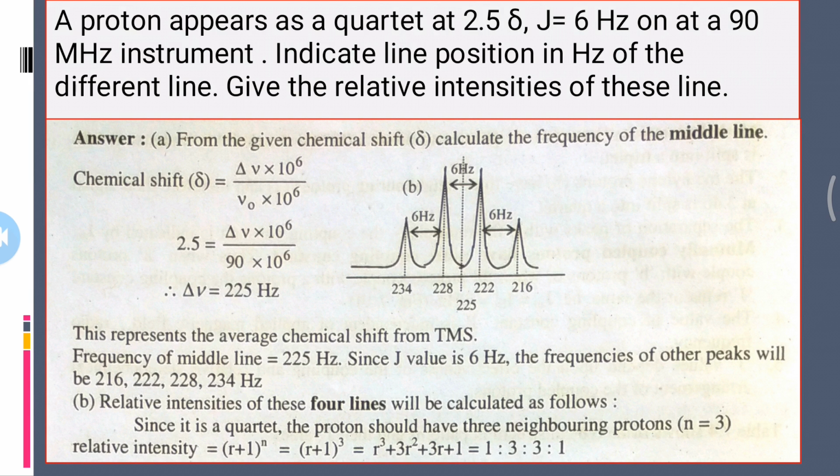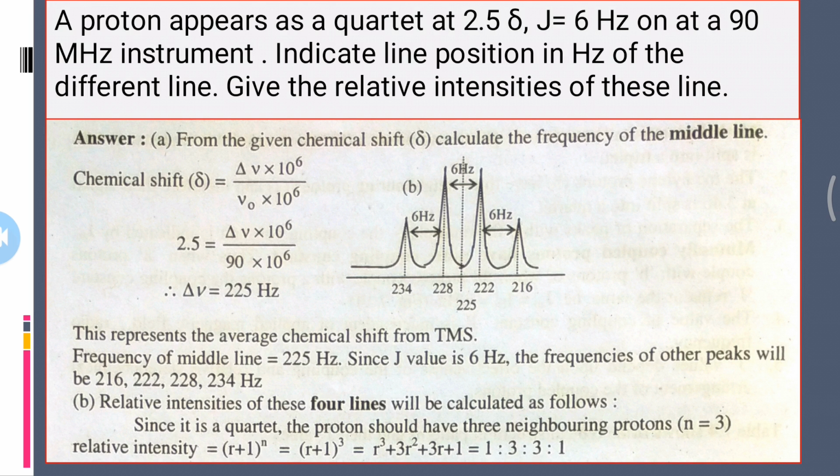Another example, solve the problem. Here a proton appears as a quartet at 2.5 delta and J is 6 Hertz on a 90 megahertz instrument. Indicate the line positions in Hertz of the different lines, and give the relative intensity of these lines. So this is the problem.